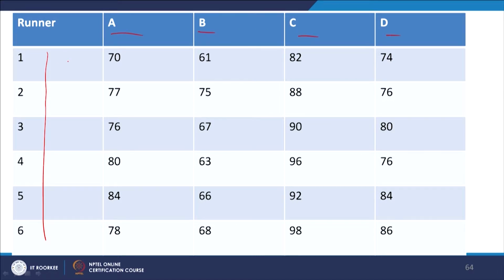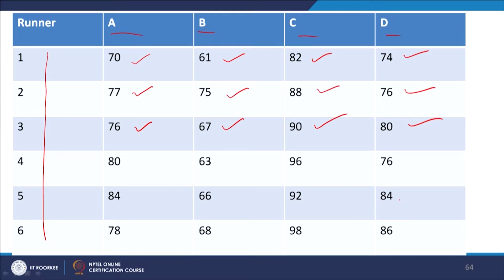The first rater gave a rating of 70 to A, 61 to B, it is between 0 to 100, 82 to C and 74 to D. The second rater gave 77, 75, 88, 76, right. The third rater gave 76, higher the score better is the performance, 67, 90, 80. So, the third rater has given a higher score of 90, right, and 80 also. The fourth one gives A 80, C 96 and the others are 63 and 76.